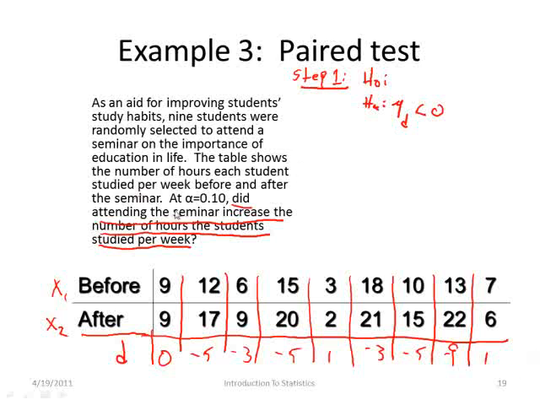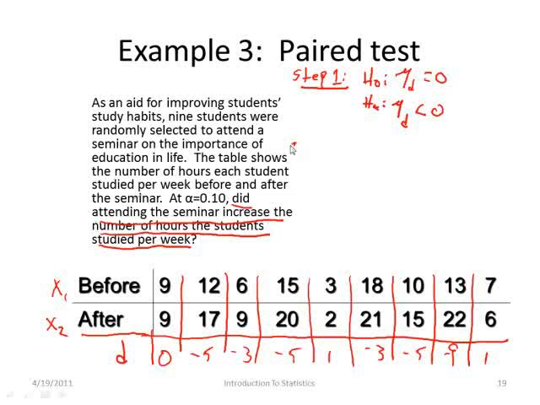It's me. Because, again, as we stated, if the seminar did work, we would expect the after to be greater than the before. Therefore, we would expect these differences to be negative, to be less than 0. So under the null hypothesis, we would expect the mean of the differences to equal 0, saying that there's been no effect.